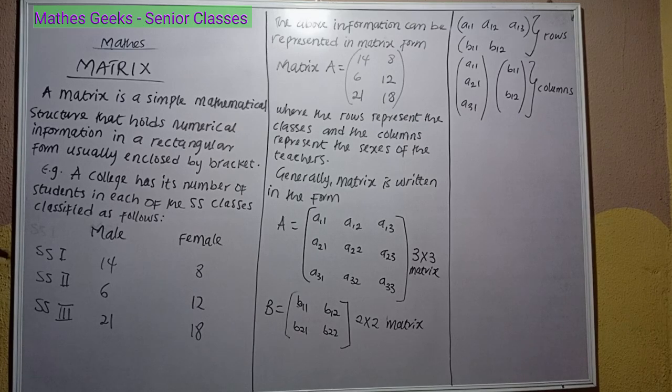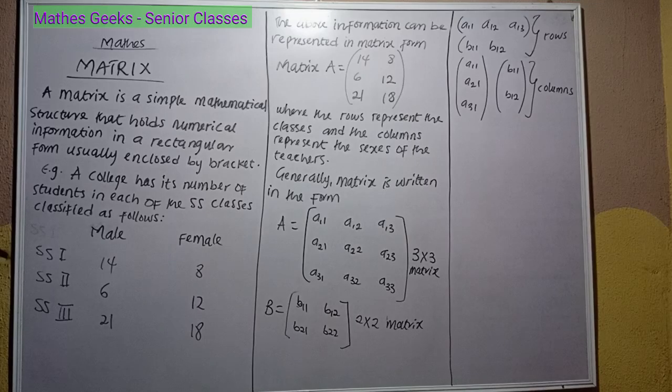So when we're talking about matrix, we're talking about representing information in rectangular brackets, and that information represents a set. It's usually vital information. Take a look at the example.